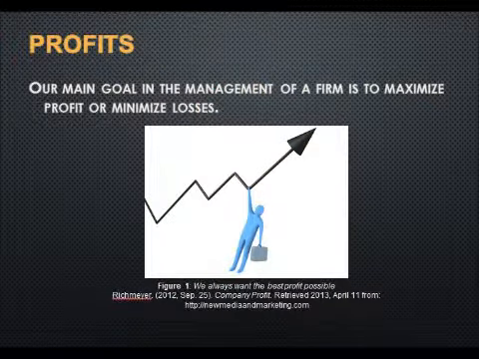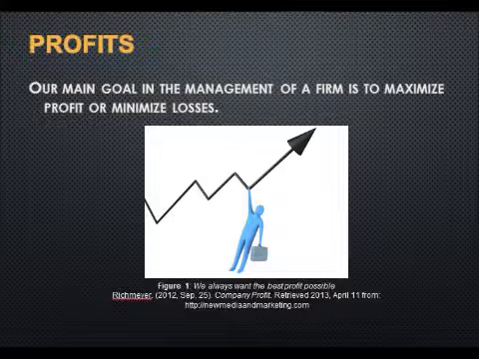Our main goal in the management of a firm is to maximize profit or minimize losses. Profit is defined as the financial gain of a firm, especially the difference between the amount earned and the amount spent in buying, operating, or producing something. There are two types of profit we're going to talk about: accounting profit and economic profit.